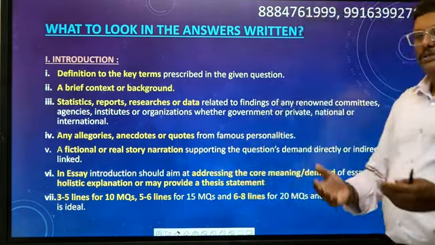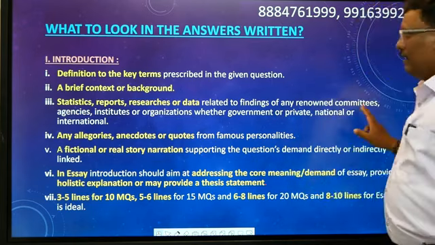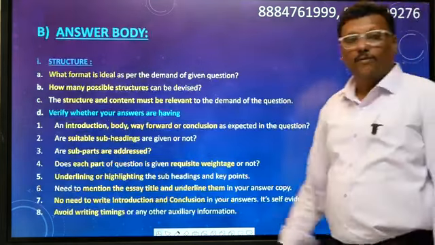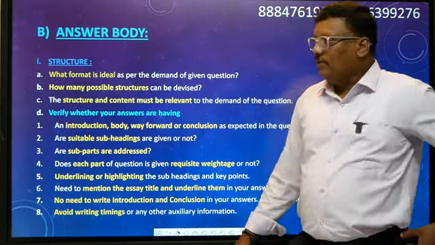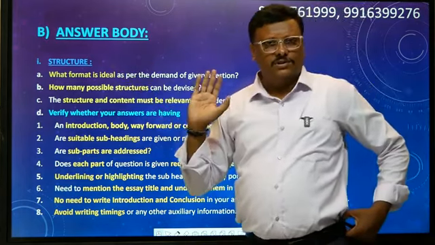Okay, if you have more to say, break it into 2 passages, right? Introduction is done. Now moving on to the body. As we have discussed, what is the structure? You understand what the structure is, right?